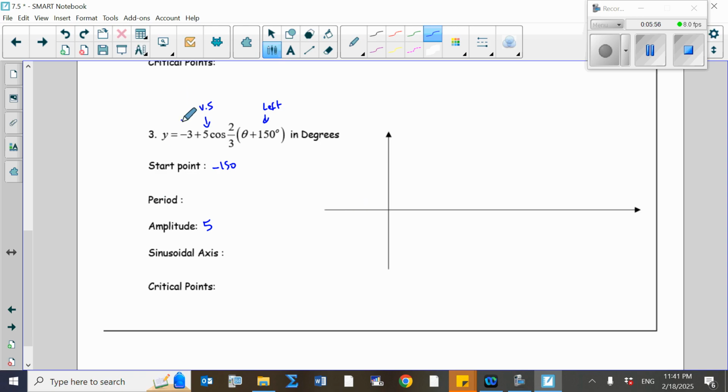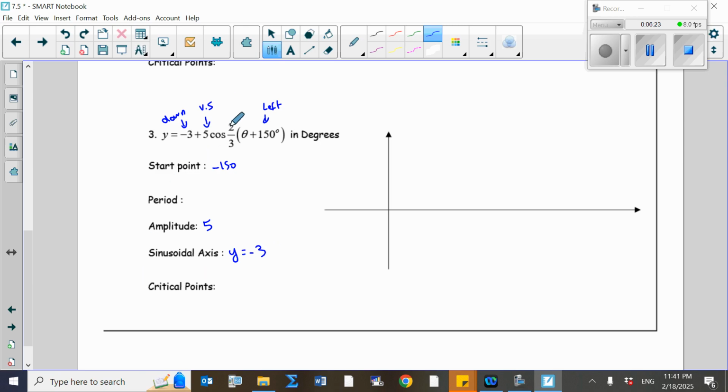Then this value could be written after the function or it could be written before the function. Anyway, it's outside of the cosine. So this is going to move your function down 3 because it's a negative value. So your sinusoidal axis will be at y equal to negative 3.